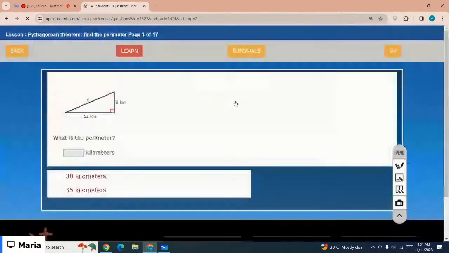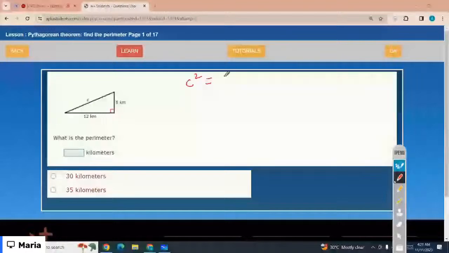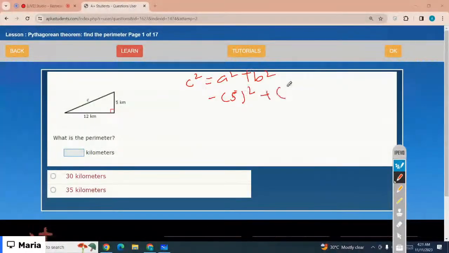Okay, that is the first one. You have to calculate the perimeter. For the perimeter, you need all three side lengths. So just use the Pythagorean theorem and calculate the missing side length. c squared equals a squared plus b squared. a is 5 squared and b is 12 squared. 5 squared is 25 and 144. When you add them, that would be 169.